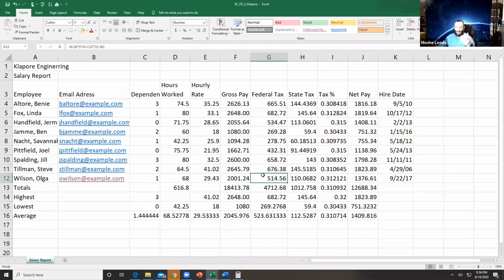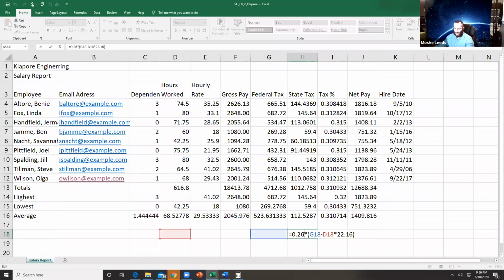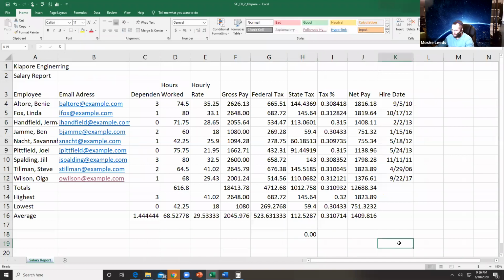Okay, I know this number, 514.56, is the federal tax for Olga, and I want to send her just this number. If I copy and paste, it doesn't work for me. I want the number. So what I do is, let me delete that.